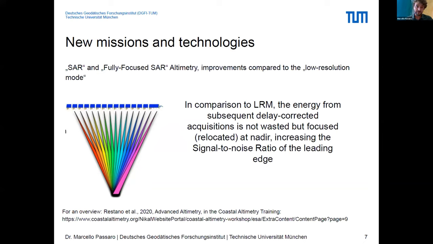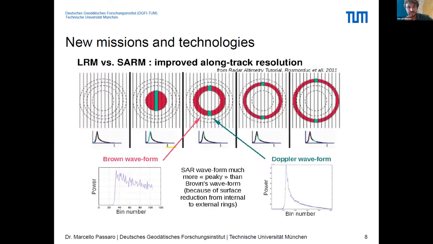And there are new developments about which I won't talk today because the data sets are not yet available, which is a further development of this, called fully focused SAR, which will help us even more to increase the precision of what we're seeing.